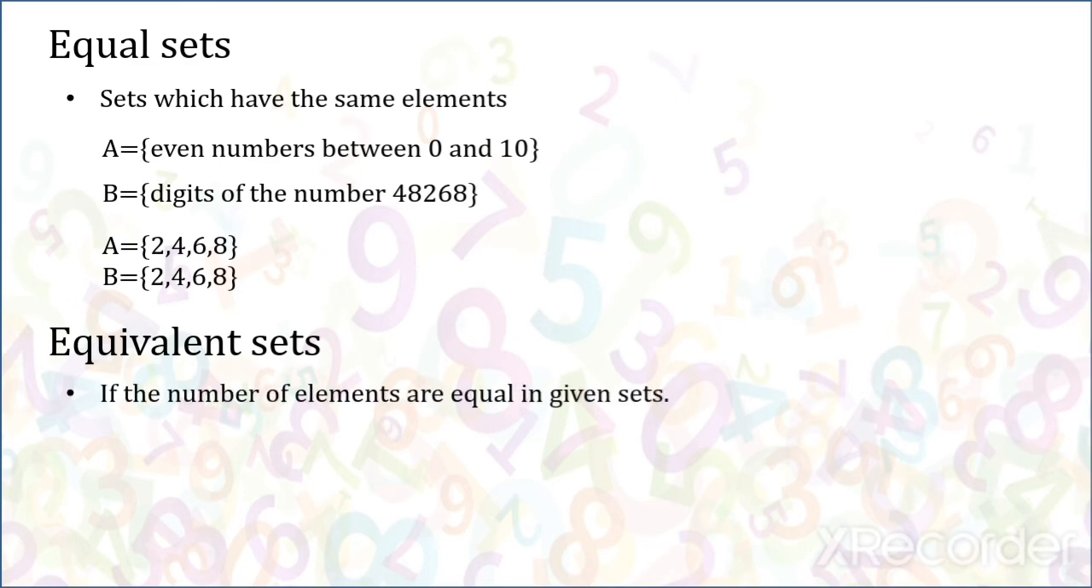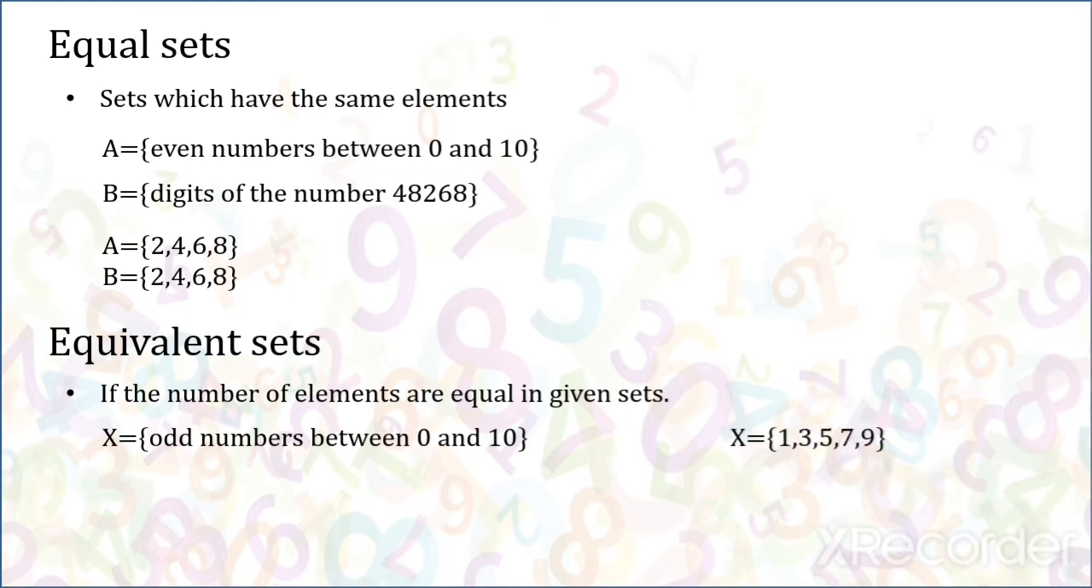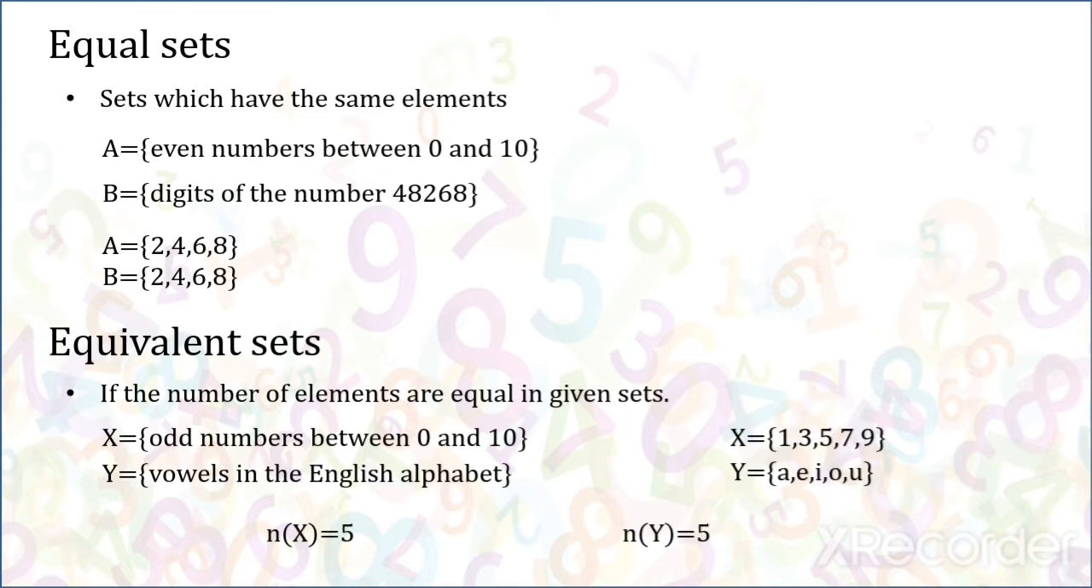Equivalent sets mean the number of elements are equal in the given sets. Just the number of elements are equal. Here X is odd numbers between 0 and 10. That is 1, 3, 5, 7, 9. There are 5 elements. Y, vowels in the English alphabet. That is A, E, I, O, U. Again there are 5 elements. So here n(X) equals 5, n(Y) equals 5. Just the number of elements are equal.